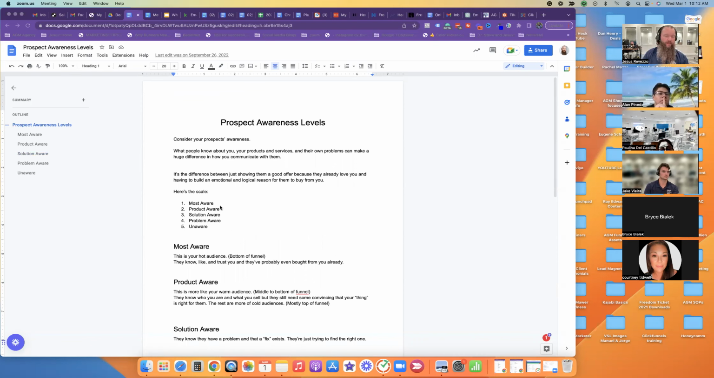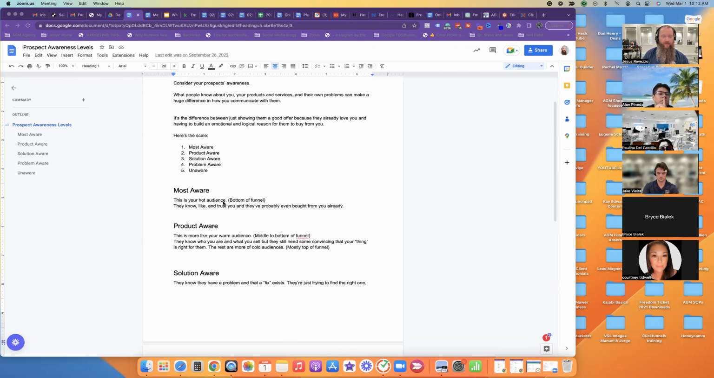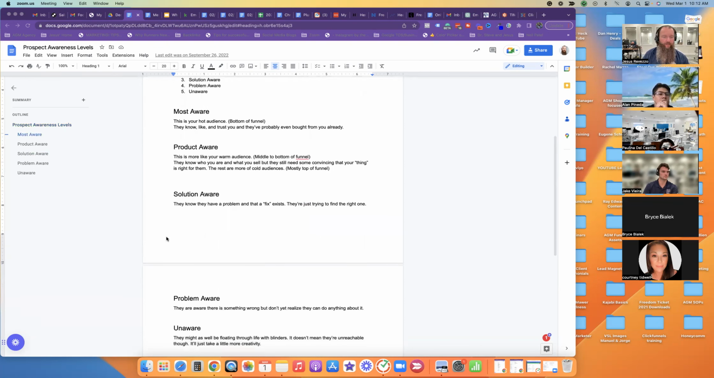So his scale goes: the most aware, the product aware, the solution aware, the problem aware, and the completely unaware person. So again, the most aware person, these are your hottest audiences towards the bottom of the funnel, but that doesn't always necessarily mean that they've purchased, but most likely they probably have purchased from you in the past, or they just really love you as a fan. So they know they like you, they trust you, probably have already bought, not necessarily.